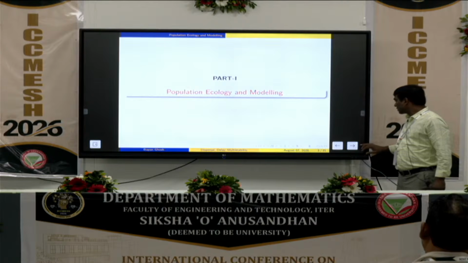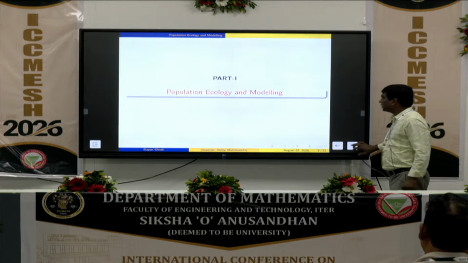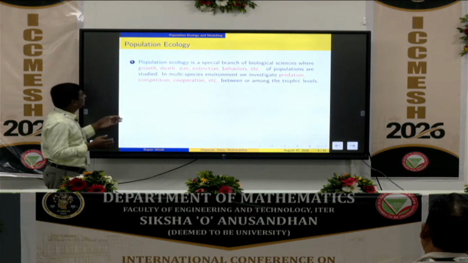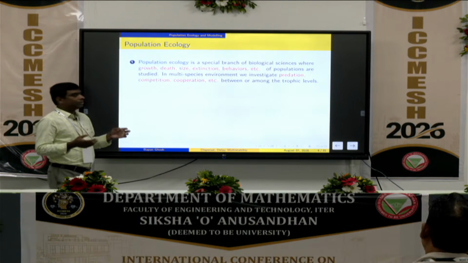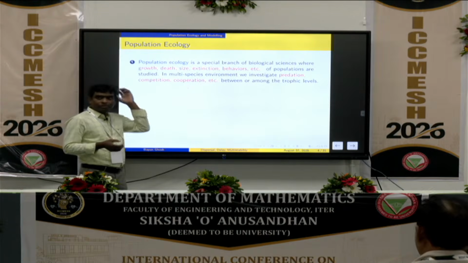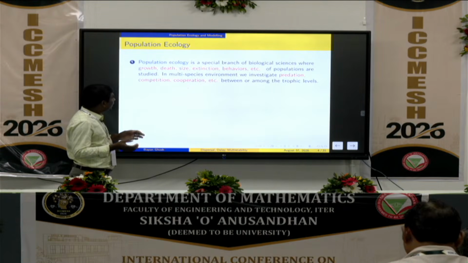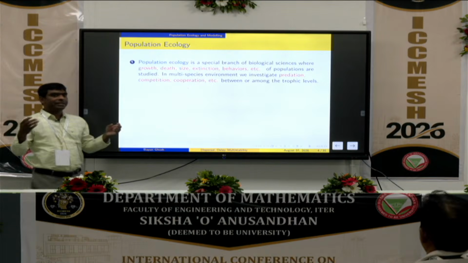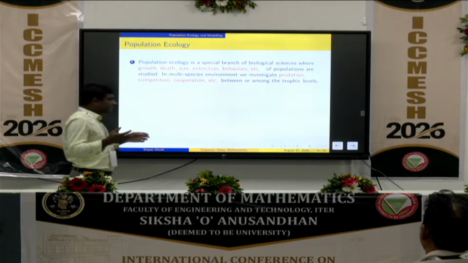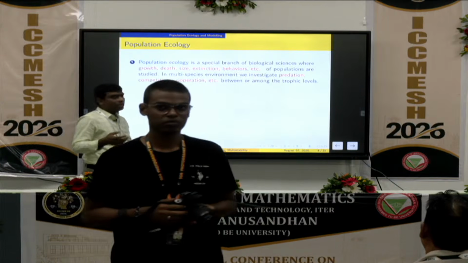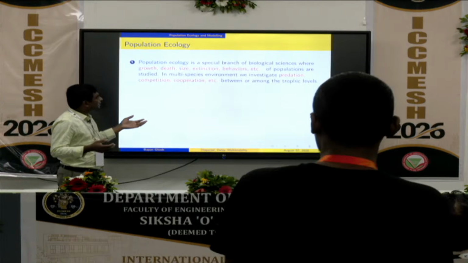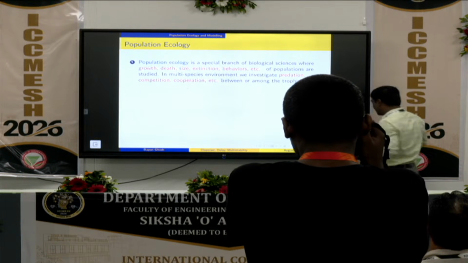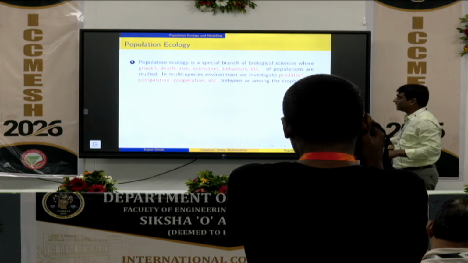First of all, population ecology. Population ecology is a very special branch of the biological sciences where we discuss the growth of the population, size of the population, their extinction, their behavior, or even how different trophic levels or species can interact with each other. There may be different types of interactions such as cooperation, competition, or predation, but in this particular topic we will discuss more on the predation processes.